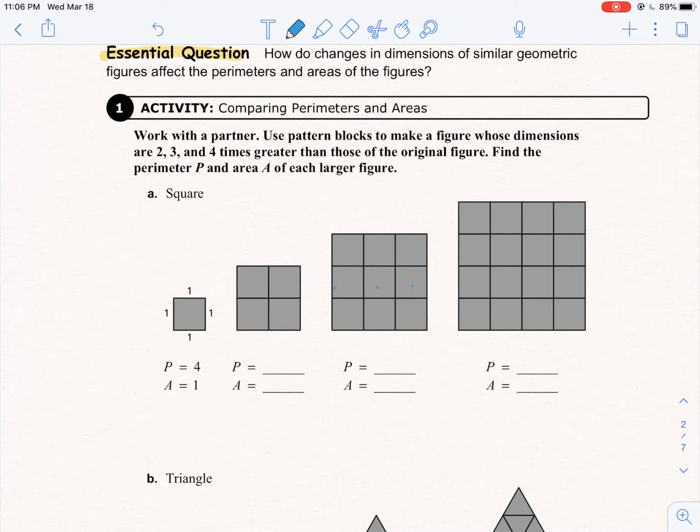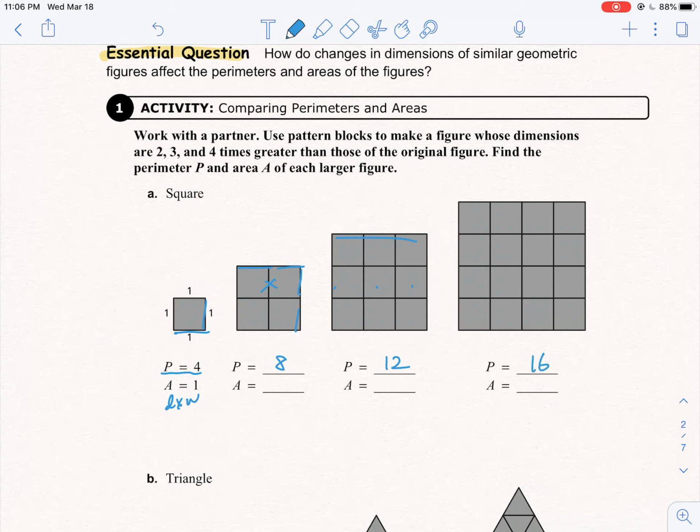Perimeter is going to be the sum of all the lengths around the figure. So for this one, you have perimeter as 4. Area is going to be length times width, so it's just going to be 1 times 1, so it's 1. Perimeter, then you'll have to make sure you count all the outsides only, don't count the insides. And this one is going to be 8.